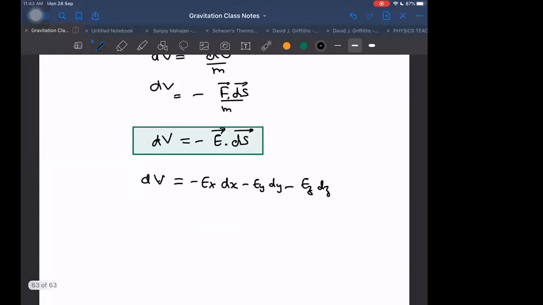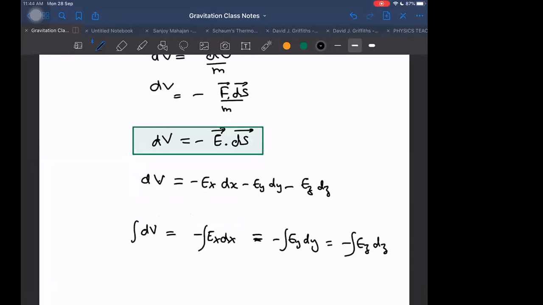These two are differentiation forms. I want to write in integration form also. If I want to write in integration form, then the integral of dV will be equal to minus the integral of Ex into dx, and that will be equal to minus the integral of Ey into dy, and that will be equal to minus the integral of Ez into dz.